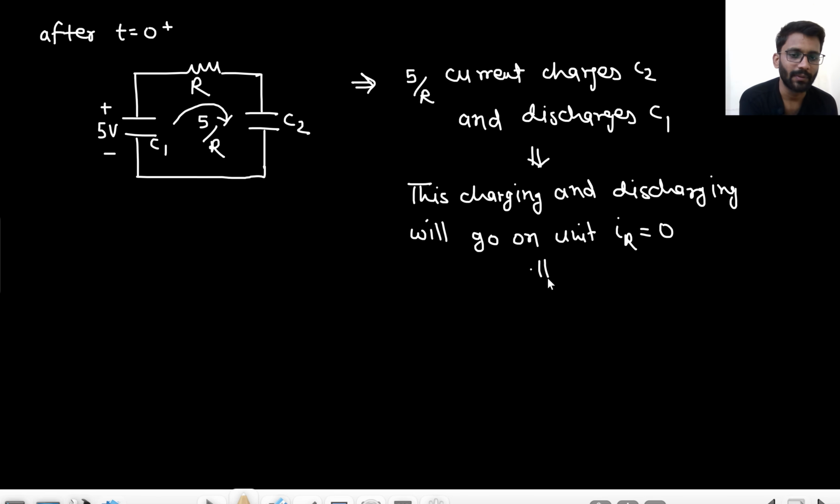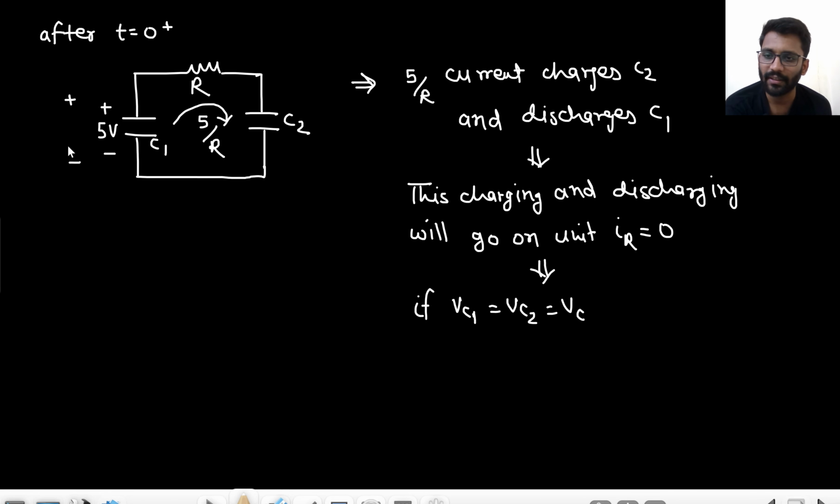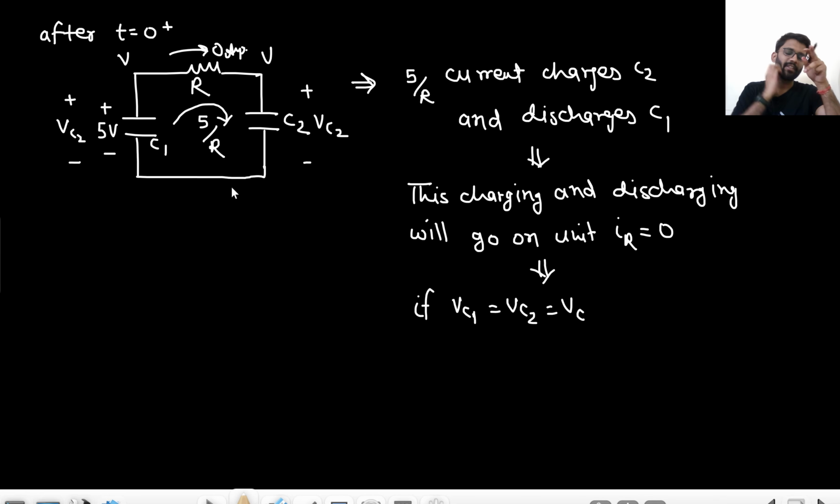At what point will IR go to 0? IR will go to 0 if Vc1 equals Vc2 equals some potential. This is Vc1 and this is Vc2. If this is V and this is V, that means there is 0 drop across the resistor, so there is 0 ampere current. If 0 ampere current is flowing through the resistor, then 0 ampere current is flowing through the capacitor as well, because all are connected in series, right?